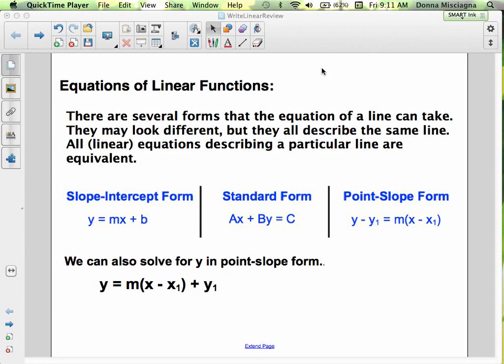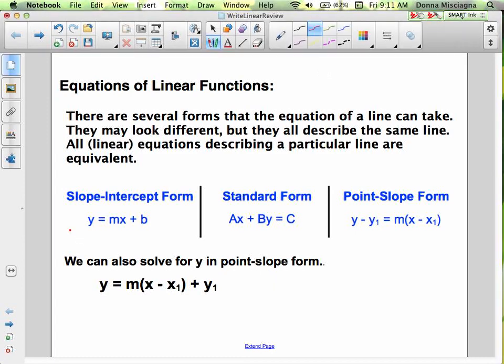Equations of linear functions. There are several forms that the equation of a line can take. They may look different, but they all describe the same line. All linear equations describing a particular line are equivalent. So we have slope-intercept form, and in slope-intercept form, the m refers to the slope, and b refers to the y-intercept.